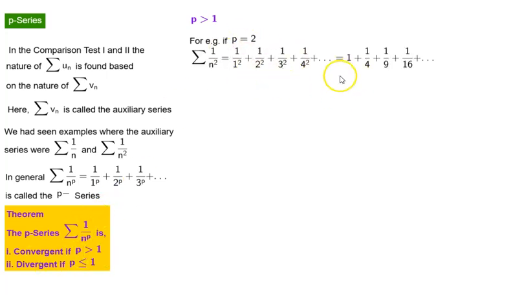Now, just to get a visual understanding, let's say P is equal to 2. Then our P series looks like this. Series 1 by n square is equal to 1 by 1 square plus 1 by 2 square plus 1 by 3 square, which can be simplified to 1 plus 1 by 4 plus 1 by 9 plus 1 by 16 and so on. So this is how it would look for P equal to 2.